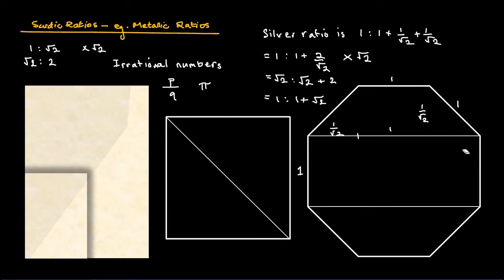Let's erase these. And now we've got a 1 to 1 plus root 2 ratio, which is the silver ratio.